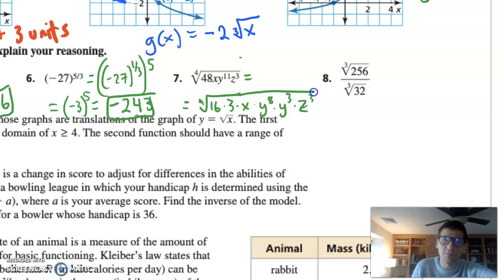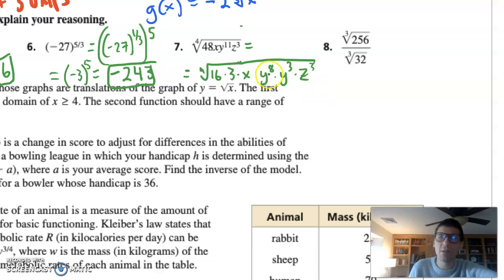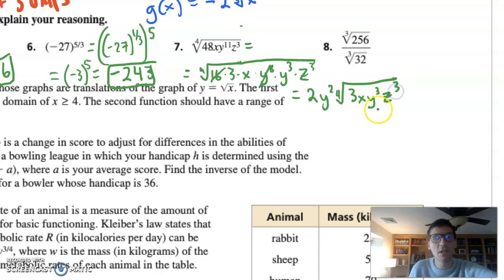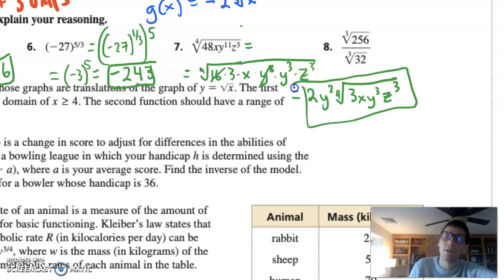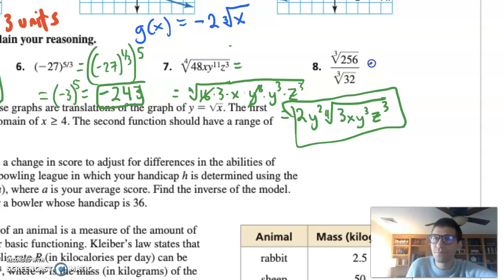And extend this. So now the 16 and the y to the 8th are the only components that I can take a fourth root of. So 2 is the fourth root of 16, and y squared is the fourth root of y to the 8th. So I still then have all of this remaining, 3x y cubed z cubed. And that's as far as I can go, because none of these have perfect fourth roots, or fourth power factors.